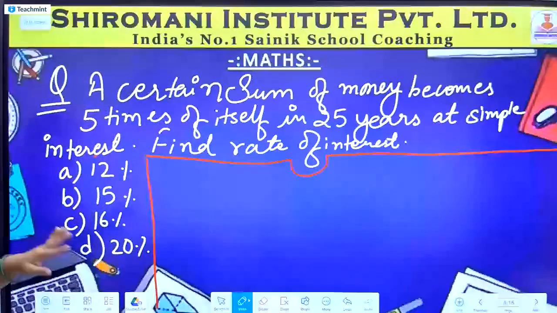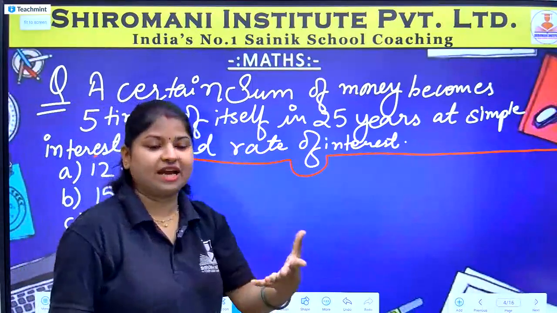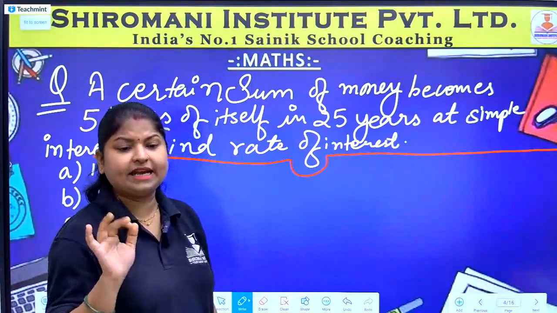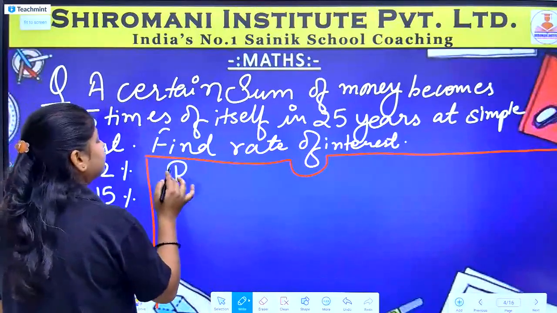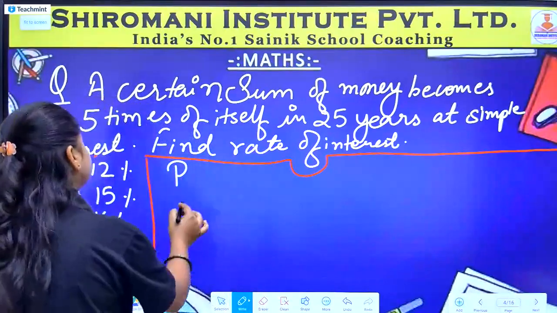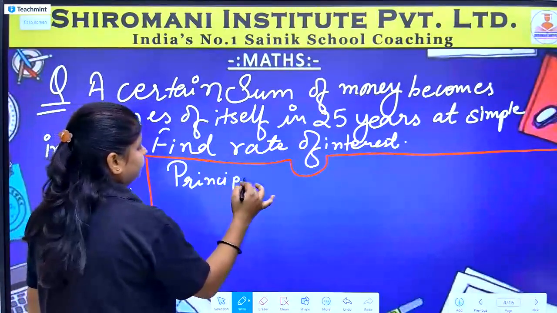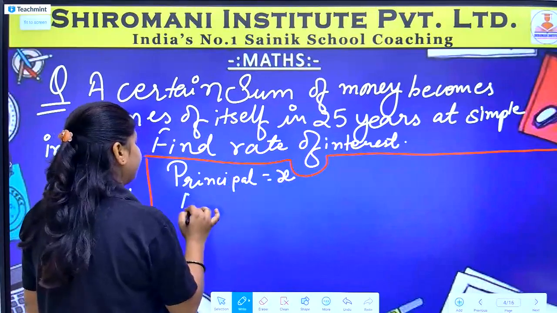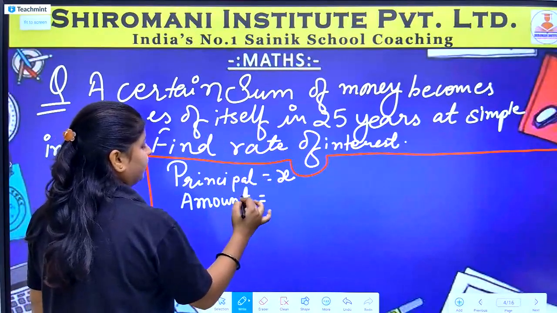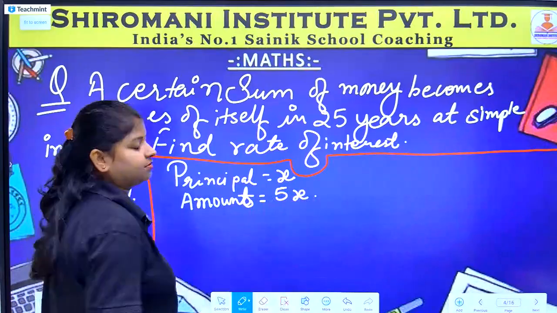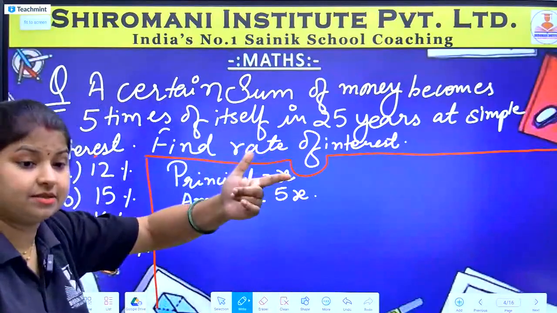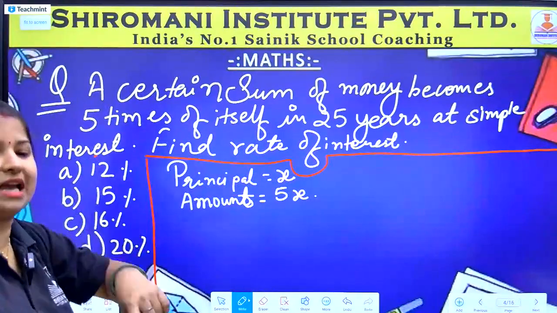Okay, see. Beta, the question is, certain sum of money becomes 5 times of itself, right? I don't know what is the sum of money, but whatever is the sum of money, it becomes 5 times. Suppose my principal is x. So amount will be how much? Amount will be 5x. How 5x? It is given in the question, right? 5 times of principal means 5 into x.